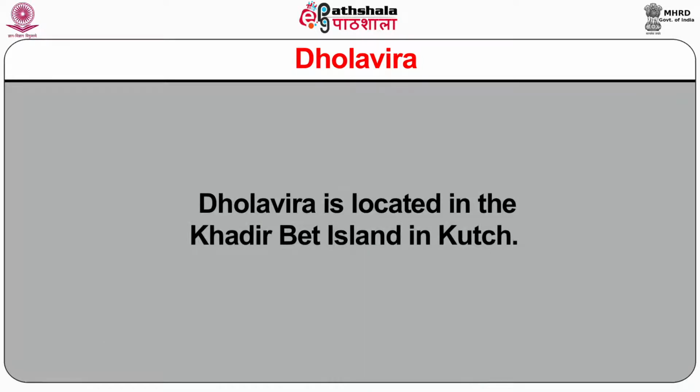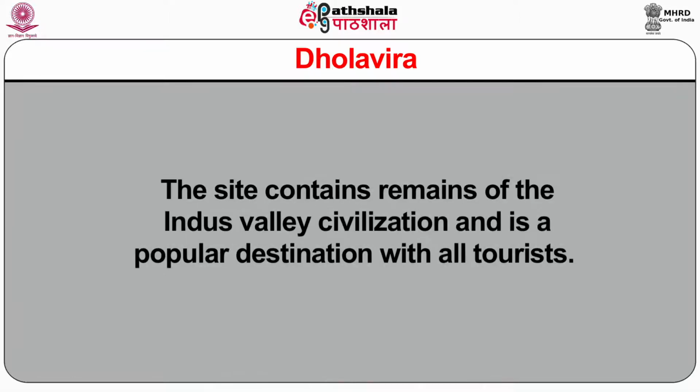Dholavira is one of the largest sites of the Harappan era in the Indian subcontinent. Dholavira is located on Khadir Bet Island in Kutch. The site contains remains of the Indus Valley civilization and is a popular destination with tourists.